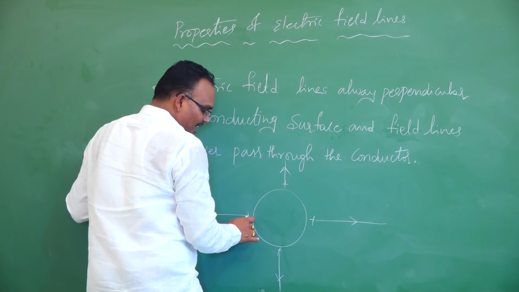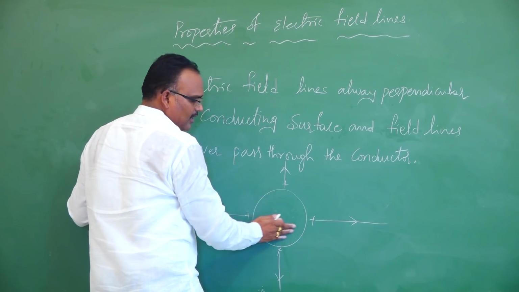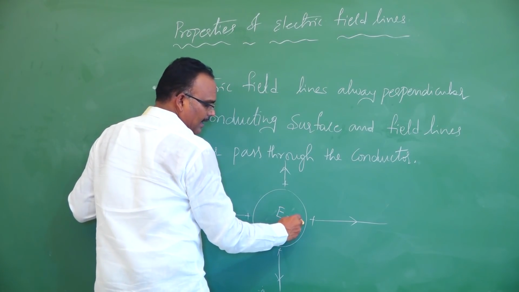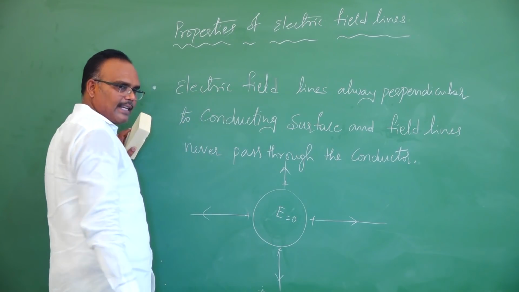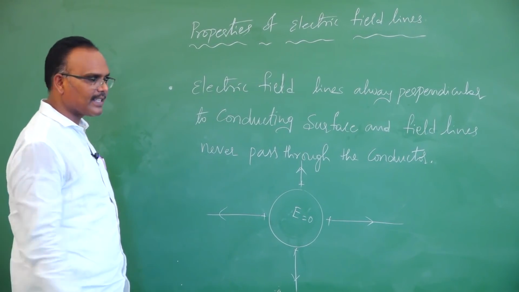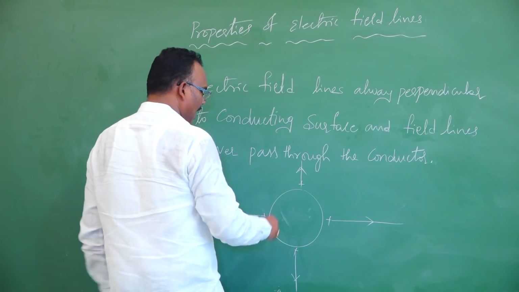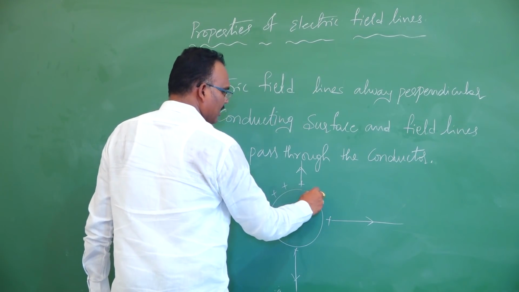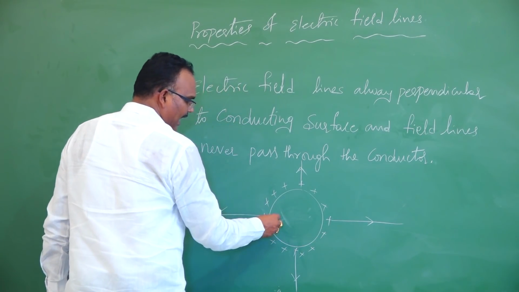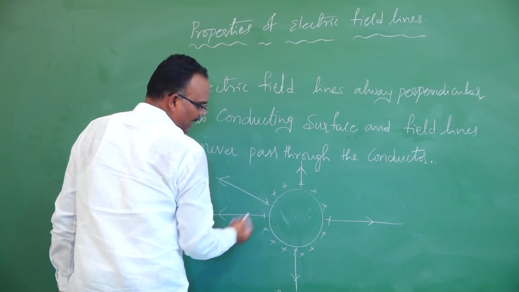Field lines never pass through the conductor because inside, charge does not exist. Electric field inside a good conductor is 0. Why? Because due to repulsion the charges reside on the surface, so inside the electric field is 0. If we have a continuous distribution like this, then the field lines will be radially outward. See, then it will be perpendicular.